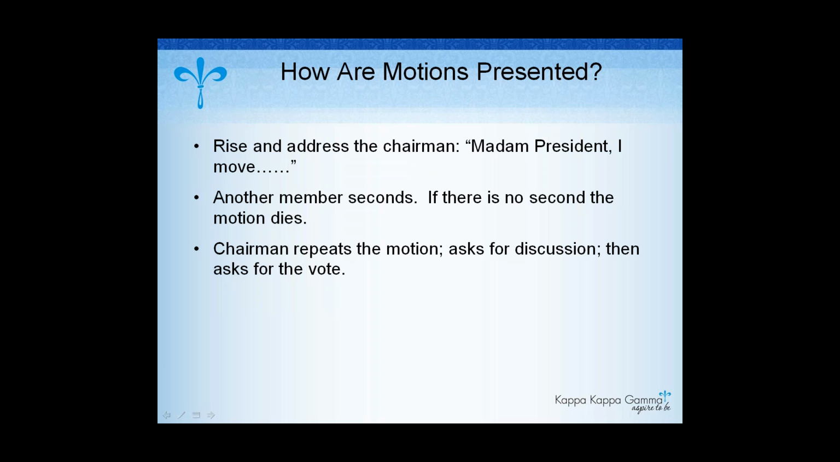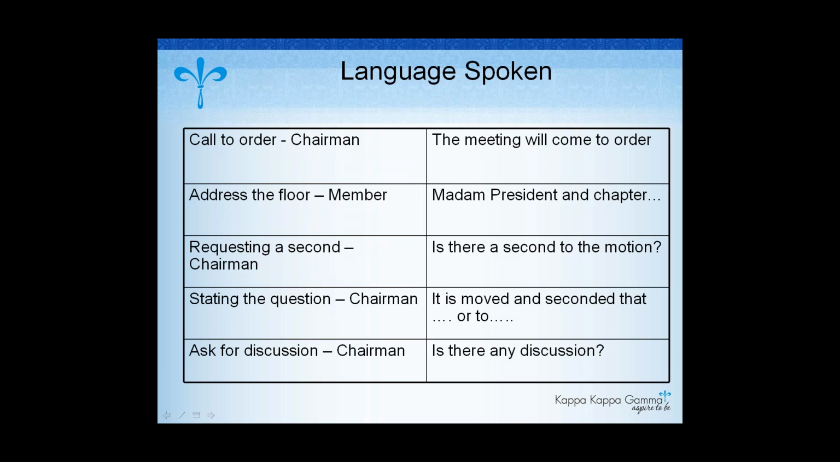Then what the chairman does is they repeat the motion and ask for discussion. So there's a motion and a second on the table to have 2 philanthropies this semester. Is there any discussion? And then they go through discussion, and at the end of the discussion, after making sure that there's no further discussion, the chairman asks if people are ready to vote. So here is where I'm going to go through the exact language that's used.